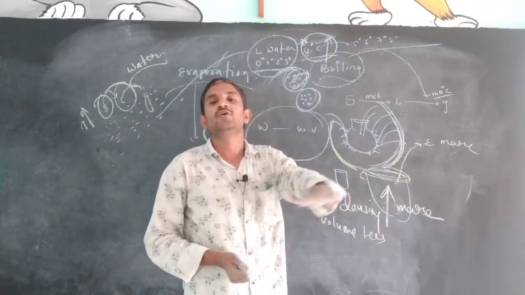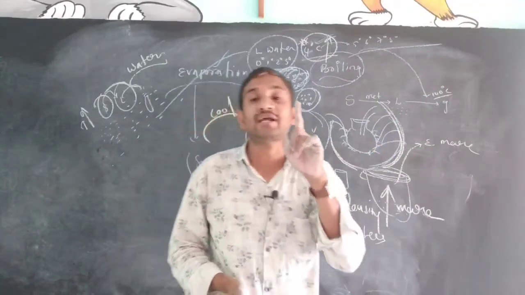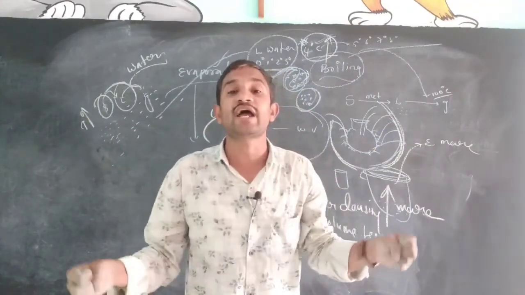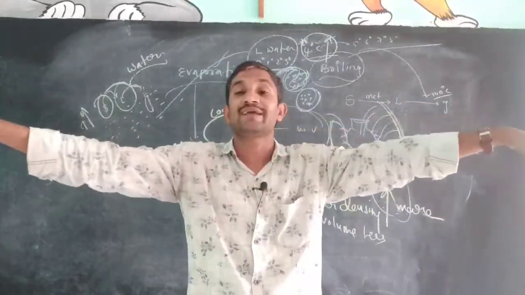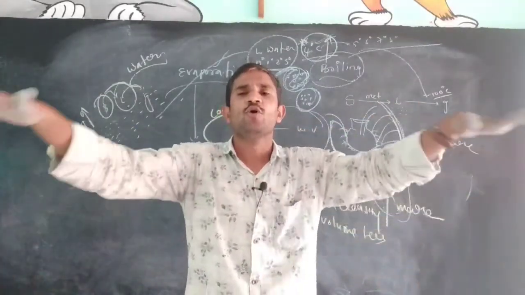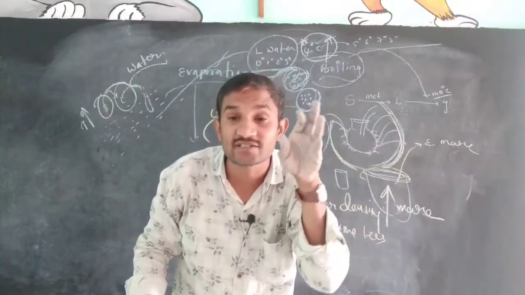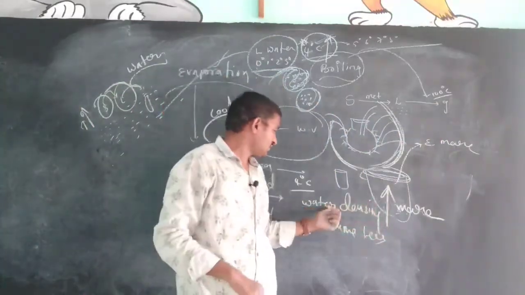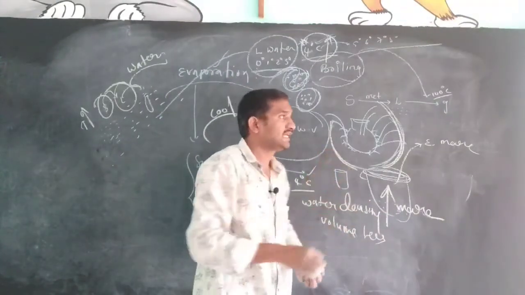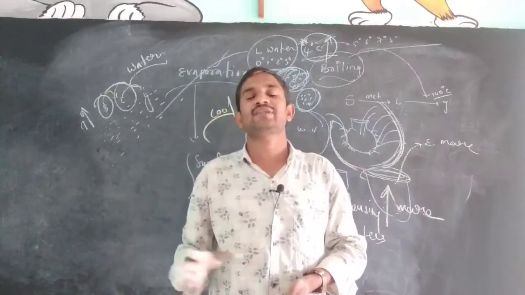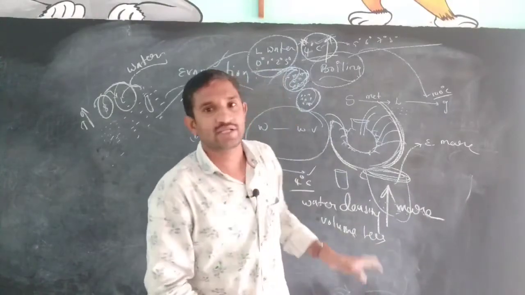Ice floats on the water so that aquatic animals will live safely even when the oceans become completely ice, because only the ice will float on the water. The density of the ice will be less because the water density will be more at 4 degrees centigrade. There is no problem for the aquatic animals.